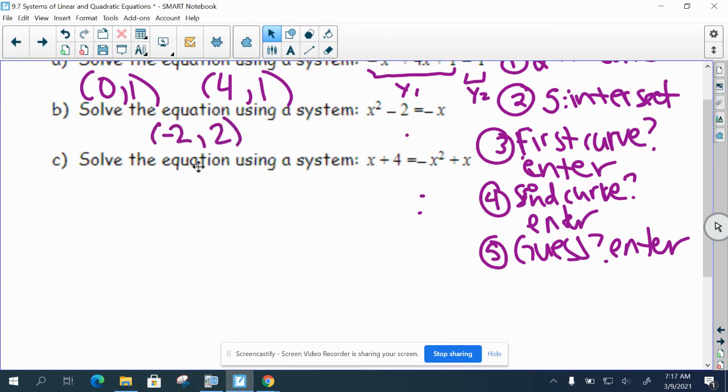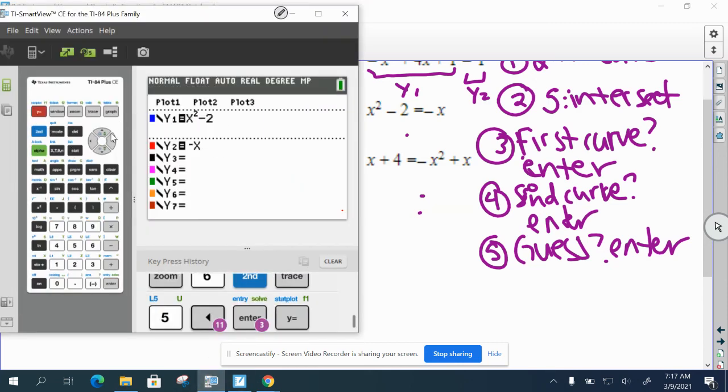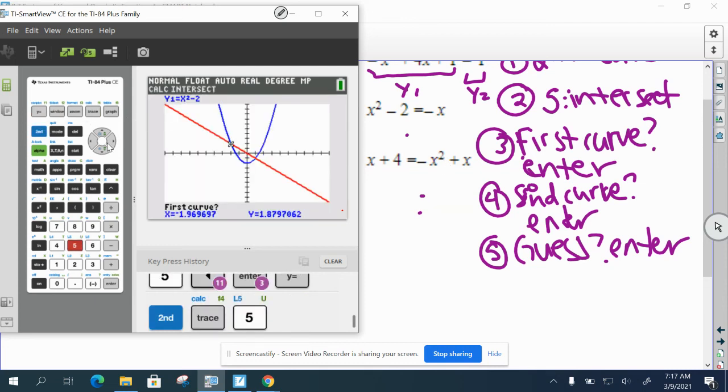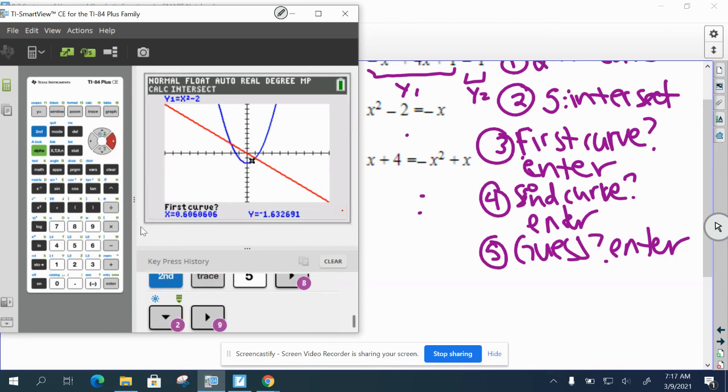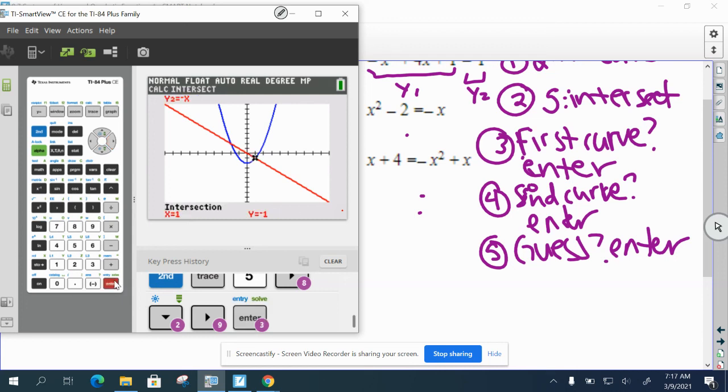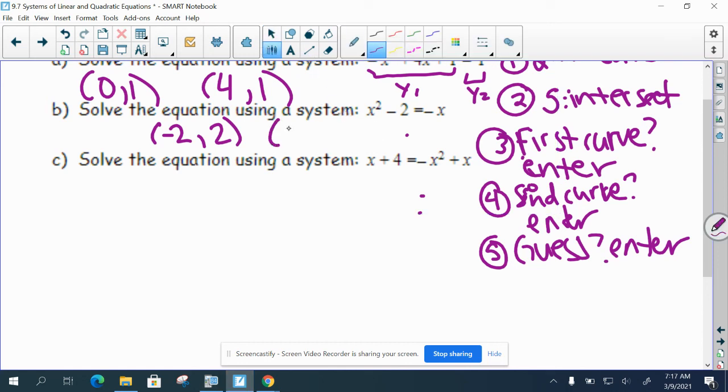Negative 2, 2. And then the other one is, oh wait, no, we got to do second calc 5. Oops. Enter, enter, enter. 1, negative 1. And I hope you realize that the numbers I'm getting are from here, x equals 1, y equals negative 1. So then we just write it as a coordinate, 1, negative 1. Okay, and I think we're okay for the next one. If you want, you can try it yourself.